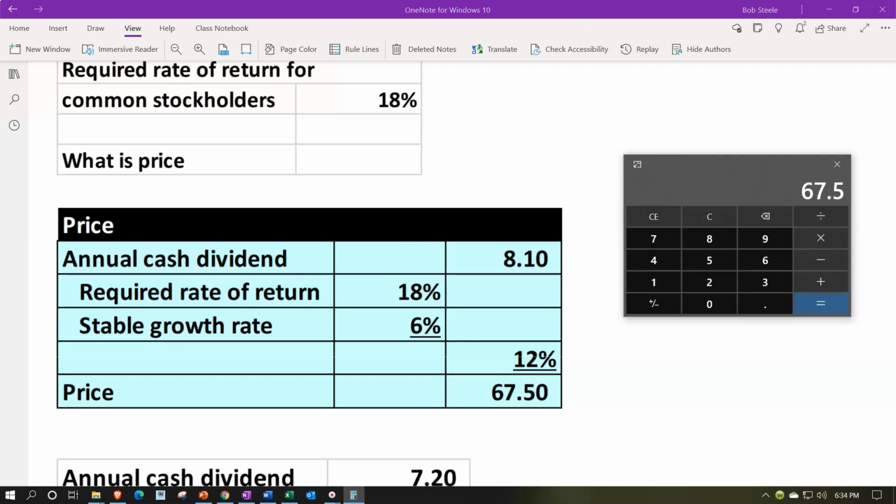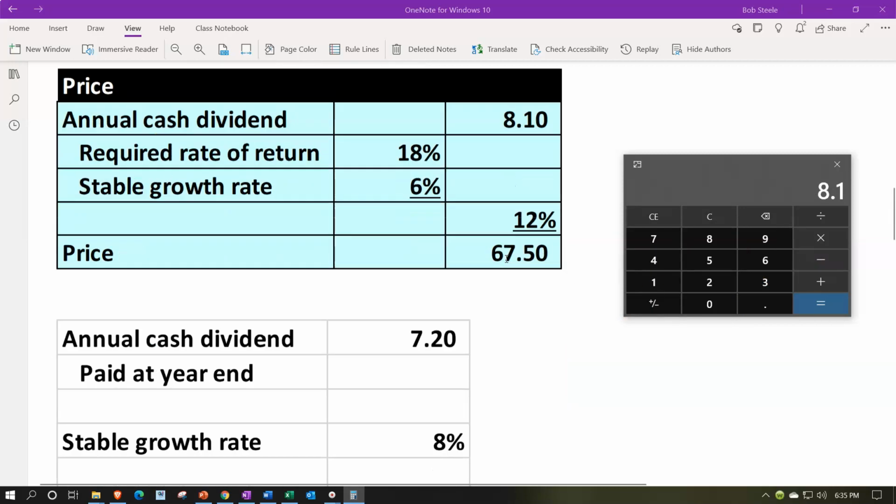we get 67.5. So in other words, if we put down the 67.5 and expect an 18% return, we're going to say that 6% is there due to the growth of the stock, the rest then covered by the dividend, which is the remaining 12%, the 67.5 times the remaining 12%, giving us the $8.10 back up to the dividend. Let's do it again.